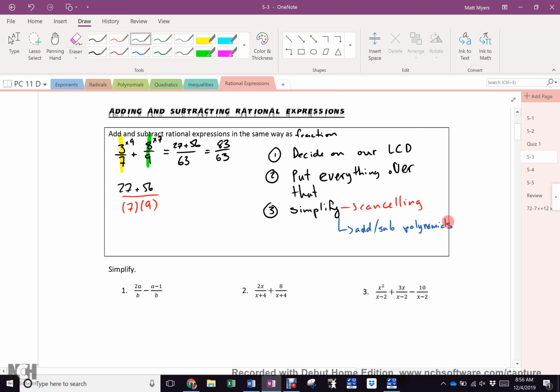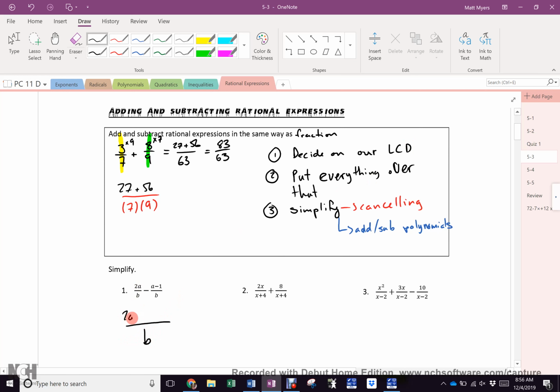Everybody cool? So the first 3 here are very easy. Why? They already have a common denominator, don't they? So this first one, we don't need to decide on the common denominator, do we? Because we already have it. So what is it? B. So everything is over B.